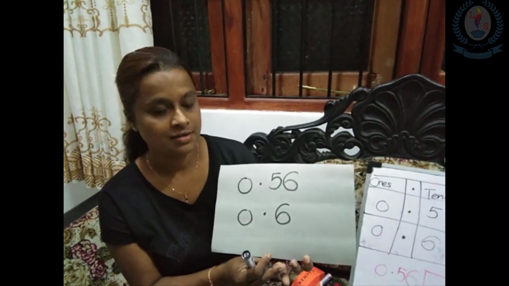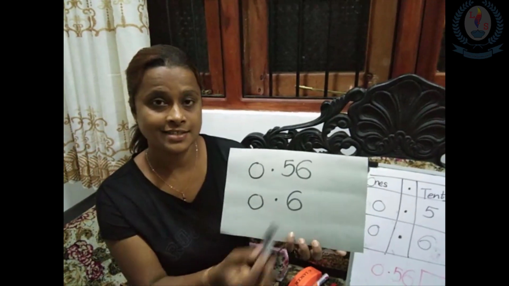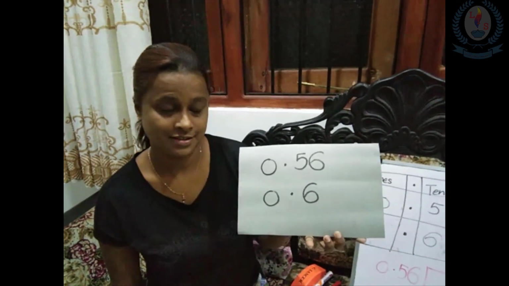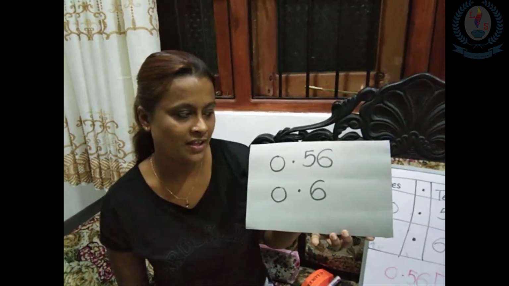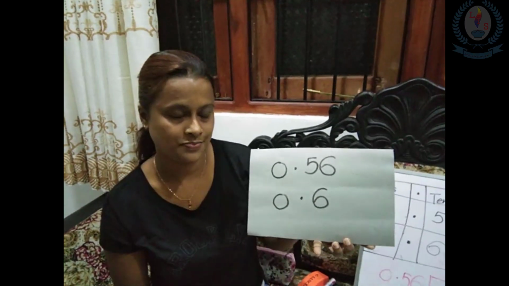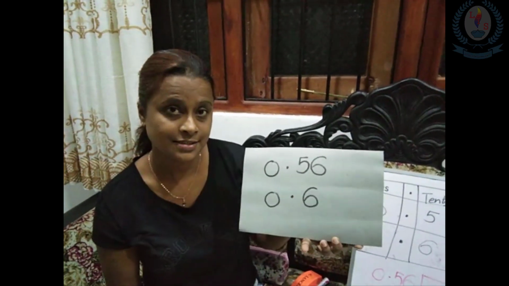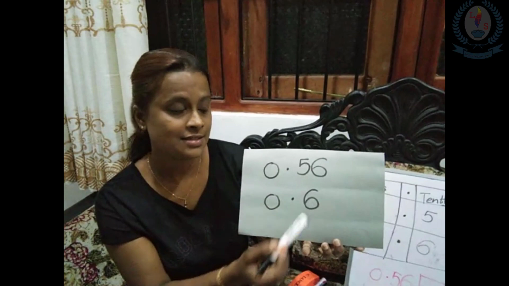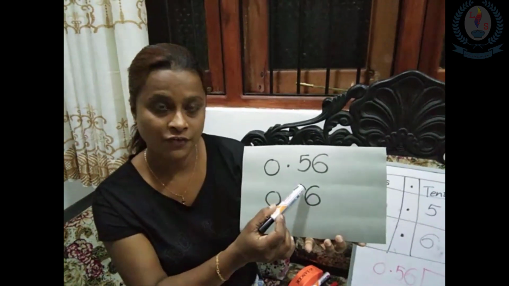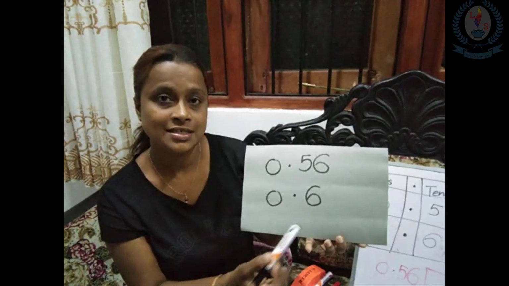Comparing and ordering decimals. Okay, look at these two decimals. 0.56, 0.6. Which decimal is greater? At once you may think this is the greater decimal as there is 56. Do we read this as 56? No, after the decimal point we read the numbers one by one. 0.56, 0.6. Let's go to the place value table.